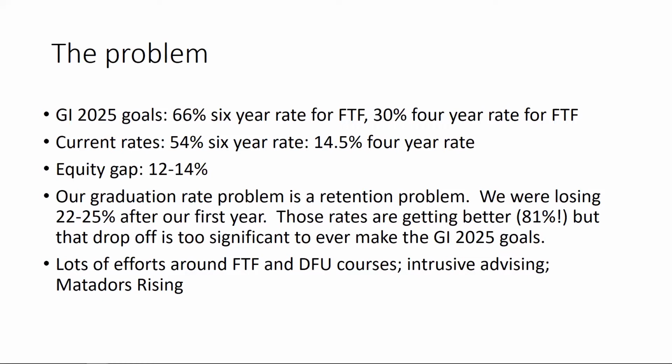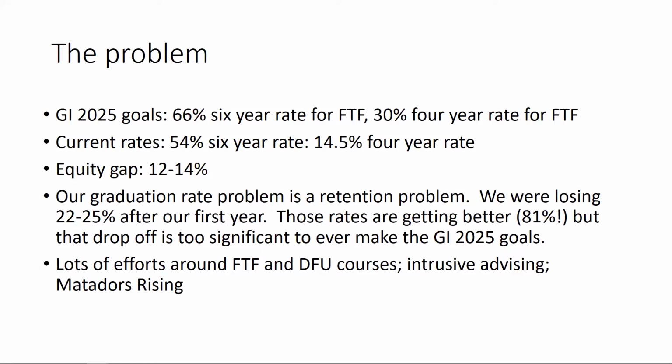So we are to get to 66% for 6-year for our freshmen, 30% for our 4-year for our freshmen, and our current rates are 54% and 14.5%. So we're not there. And I have to acknowledge, I'm sure a lot of you have seen the little gauge things that show how your campus is doing. Our 4-year gauge is very red. And we have the equity gap problem. And I mentioned the retention issue, right?